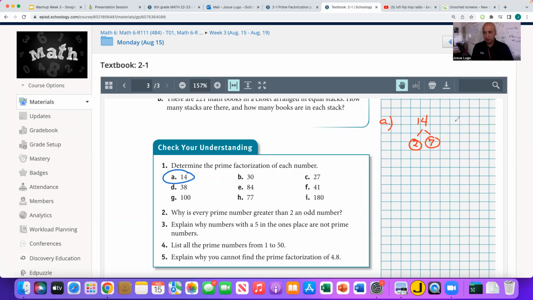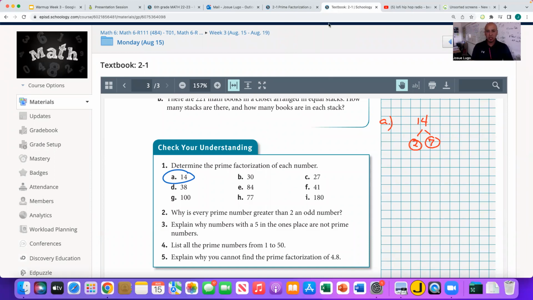Sorry, it's going to be 2 times 7. Right, notice that I didn't write 7 times 2. No, you want to write them down from least to greatest. So 2 times 7. And so what you would do on your submission is you would type in 2 and 7.